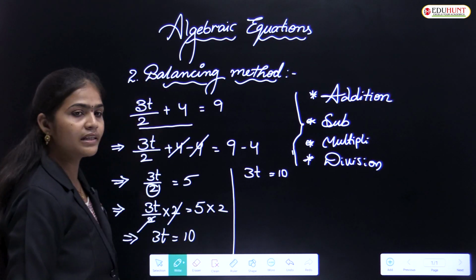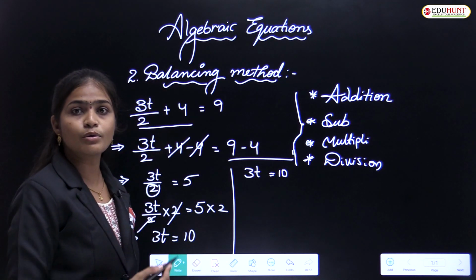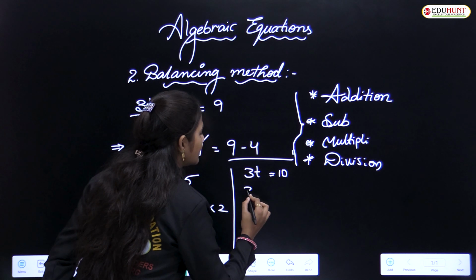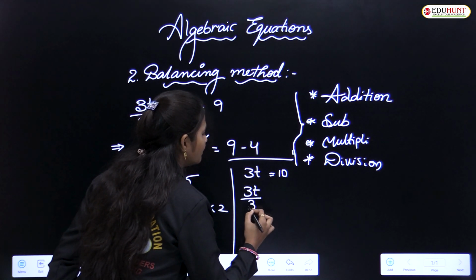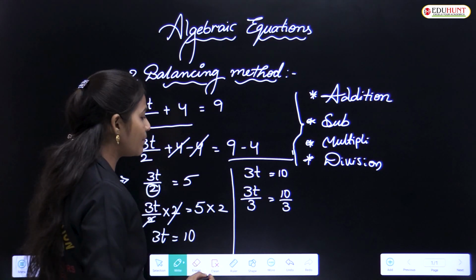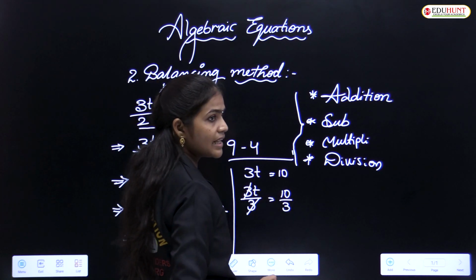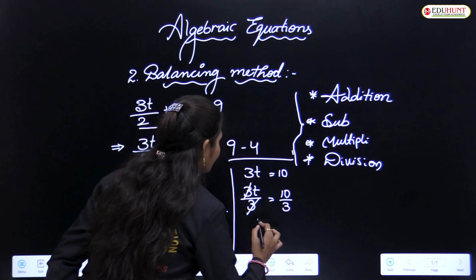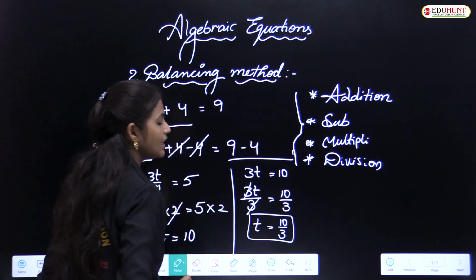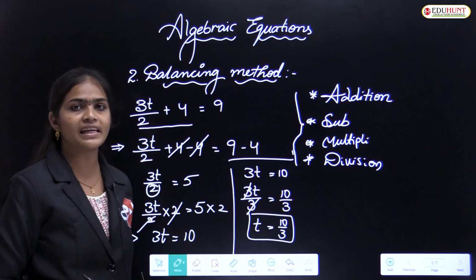Now how do we find t? Yes, now here 3t means 3 into t only. So multiplication is there, so we have to take division. So 3t by 3 is equal to 10 by 3. Here 3 and 3 get cancelled. Next, 10 does not cancel by 3, so leave that 10 by 3. So t is equal to 10 by 3. That is the value which satisfies the given equation.